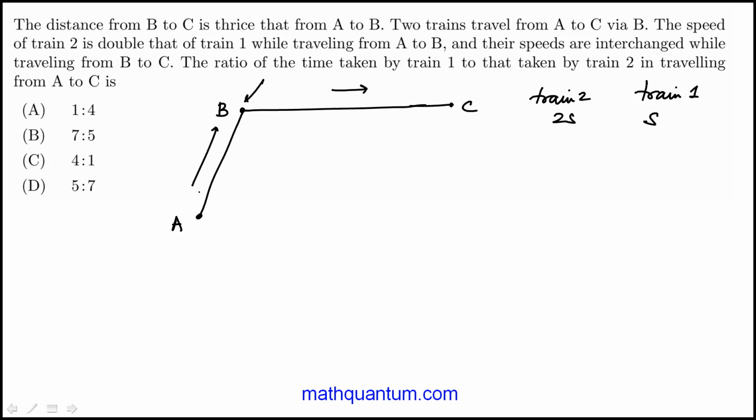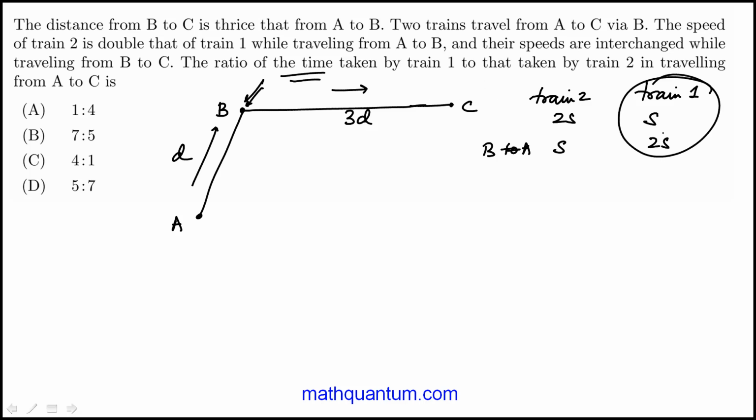And I can also label these distances. So if this is D, this is 3D. Now, they tell us that the speeds are interchanged at that point, meaning it becomes S, and then this becomes 2S. So this would be B to A. They're asking for the ratio of the time taken by train 1.